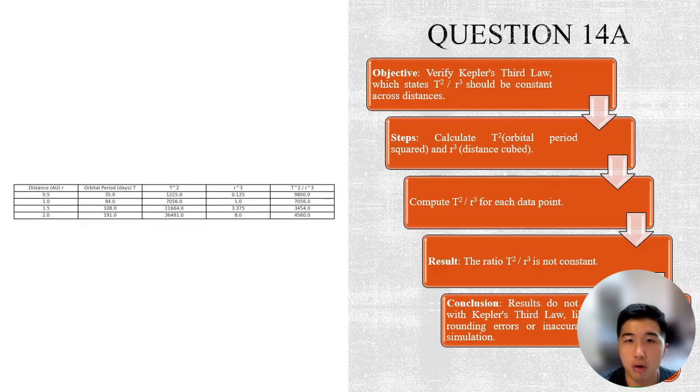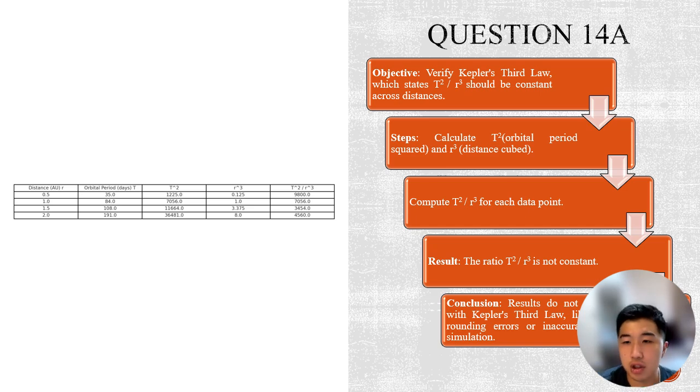Okay, coming to question 14a, we aim to verify Kepler's third law, which states that the square of the orbital period, T squared, is proportional to the cube of the semi-major axis or distance, R cubed, with the ratio remaining constant across all distances. To test this, we calculate T squared for each orbital period, compute R cubed for each distance, and divide T squared by R cubed to check if the ratio was consistent.